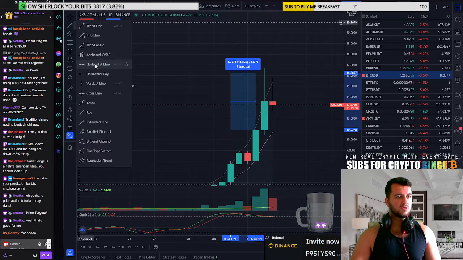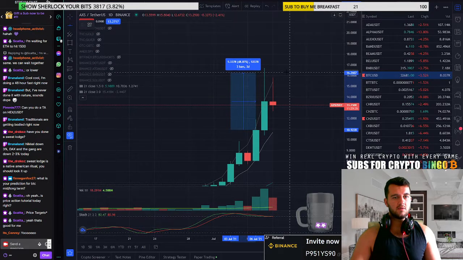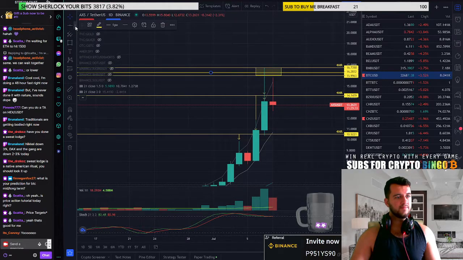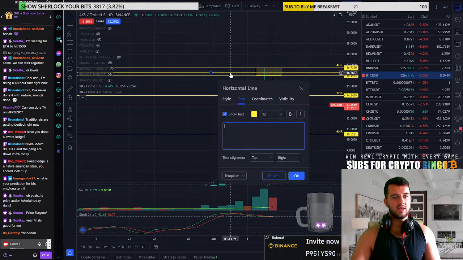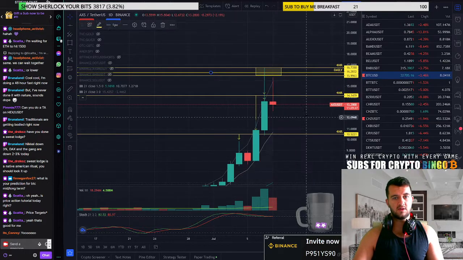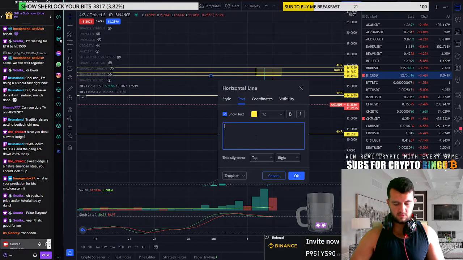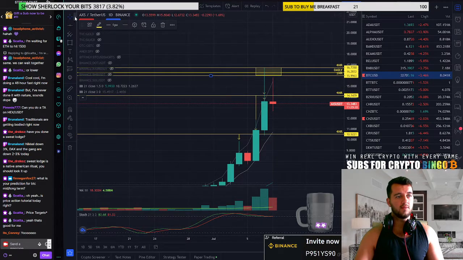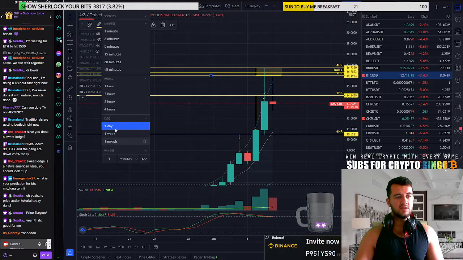48.87. Pretty much as close as we're going to get. Right there. Now, this is interesting because on AXS, we have a daily, right there. We have a 1 hour, right there. And we have a 4 hour volume price target, all within the same area.